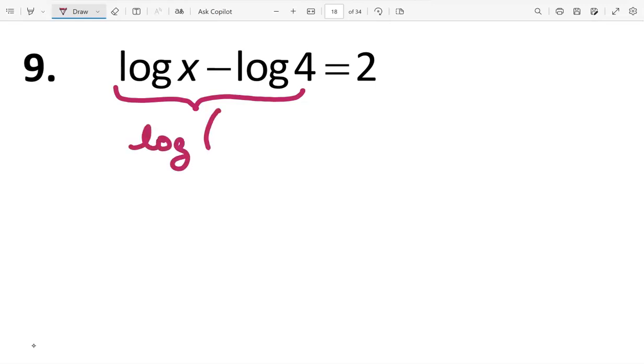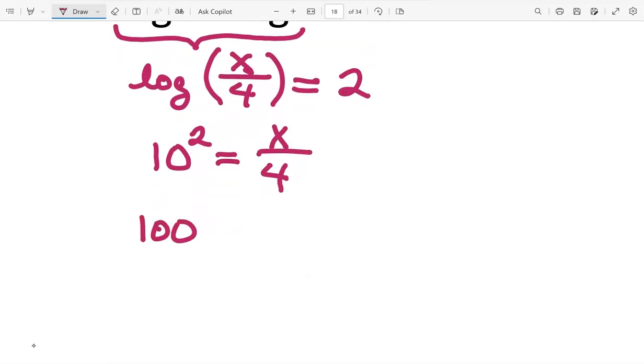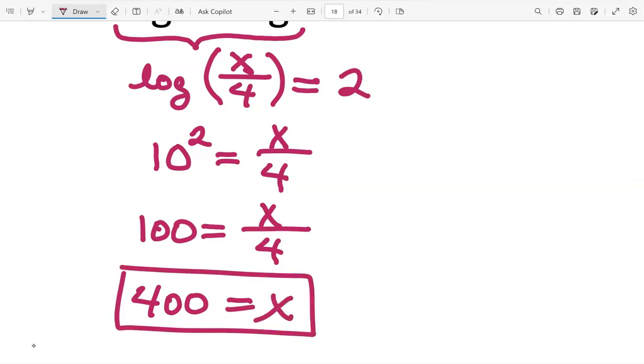The subtraction of two logarithms is equal to the log of the division, log of x divided by 4, and that's equal to 2. Since there's a log on one side of the equation, we solve by rewriting in exponential form. The base is understood to be 10, the exponent 2, and the result is x divided by 4. Since 10 squared is 100, 100 is equal to x divided by 4. Multiplying both sides by 4, we get x is equal to 400.